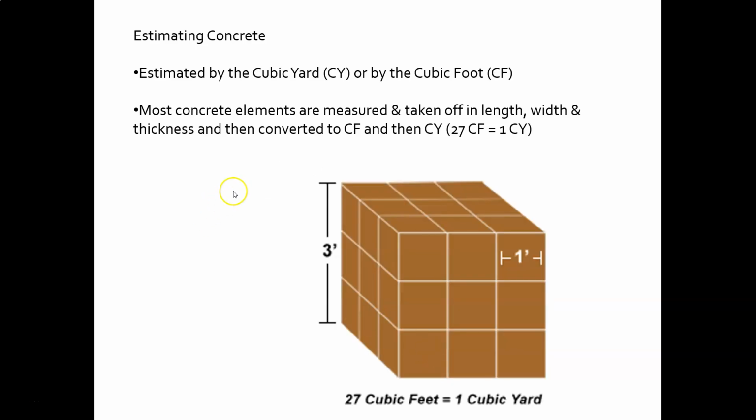So concrete is estimated in cubic yards or cubic feet. Typically, we'll take dimensions from plans that are in feet, so we will calculate the cubic feet of the needed concrete, and then we will divide that by 27, and we will get cubic yards. So we'll have a smaller number because there are 27 cubic feet in 1 cubic yard. That's what this diagram shows. This is 1 cubic foot, and this is 27 of them, so that we get a more manageable number to work with.